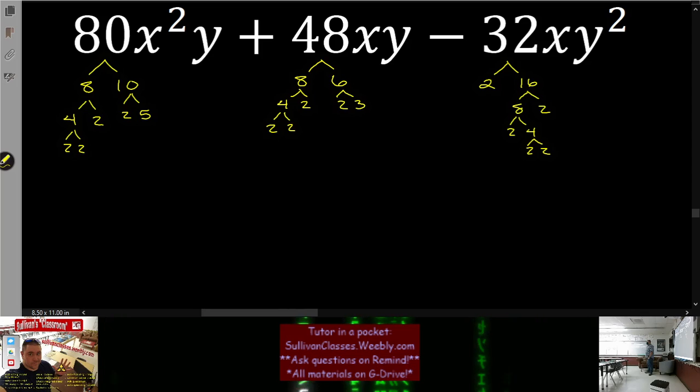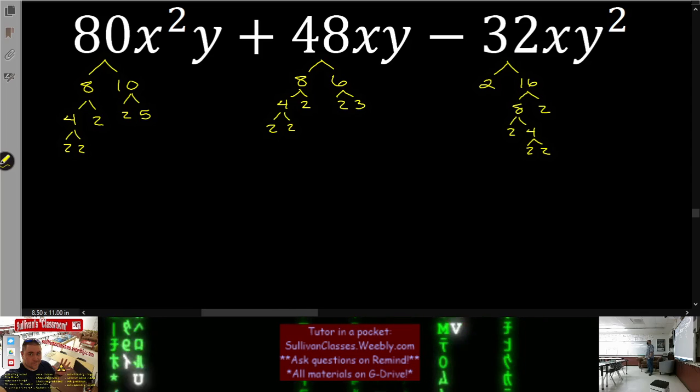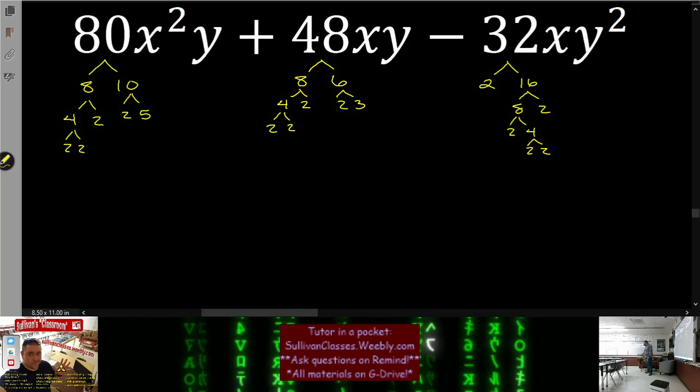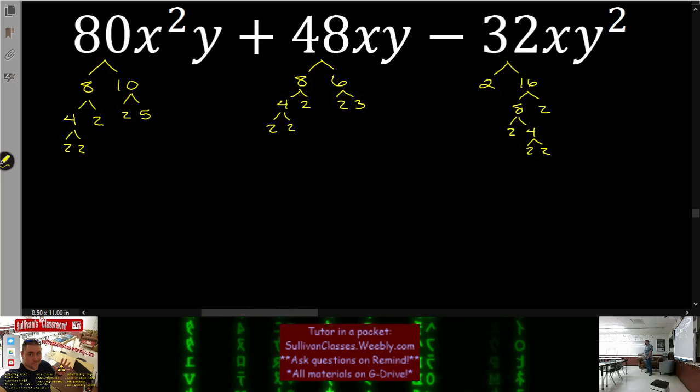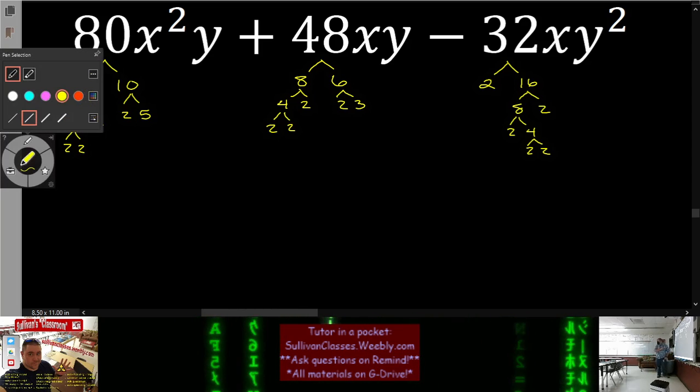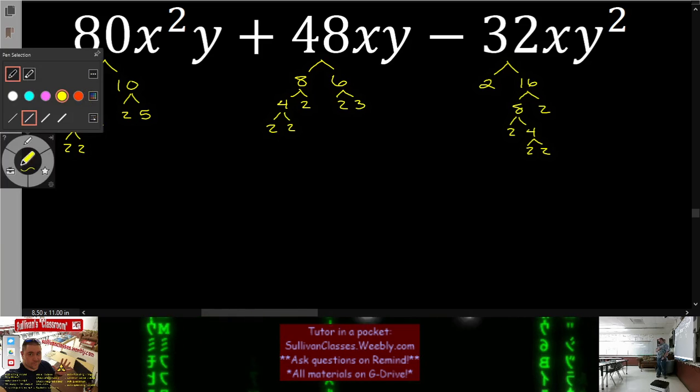That's the cool thing about prime factorization: as long as you take it all the way to the end of the branches, they should all look the same. No, they will look the same. That's the definition of prime factorization.